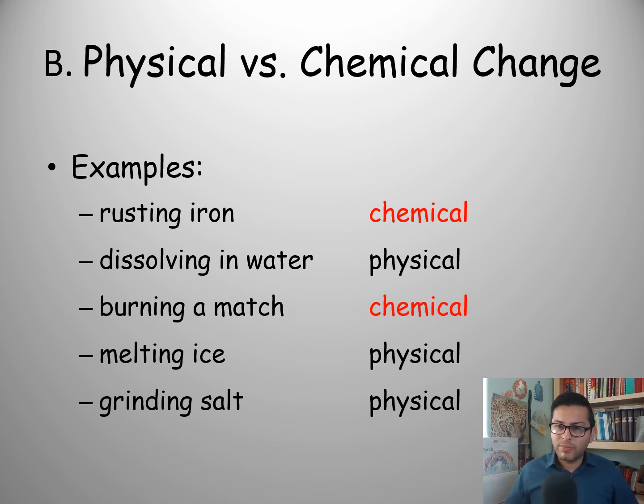Burning a match. Now this is going to be a chemical change. Anytime that you see fire, it's more than likely a chemical change. Chemical changes happen when the bonds are ripped apart, and there is so much energy going into this that the bonds are being ripped apart, and that is going to be a chemical change. Melting ice is a physical change. Again, that has to do with the states of matter changing from one to another, which we talked about always being physical. Grinding salt, that is going to be a physical change as well.